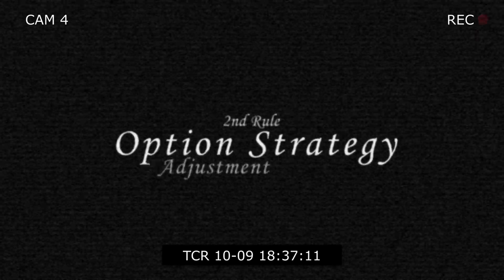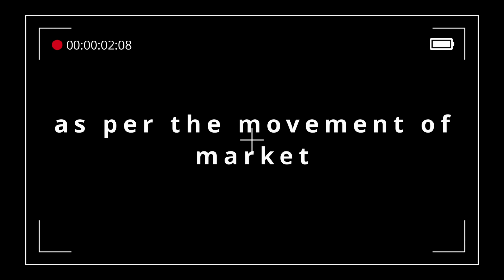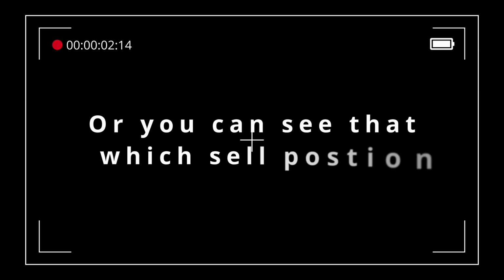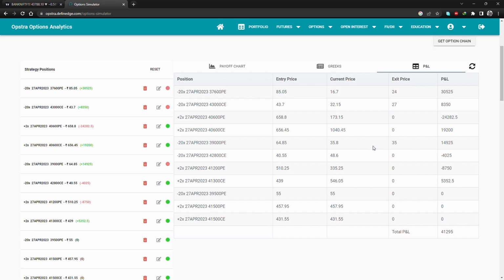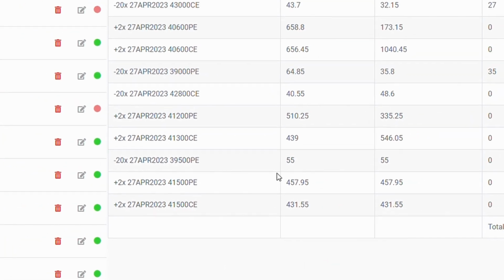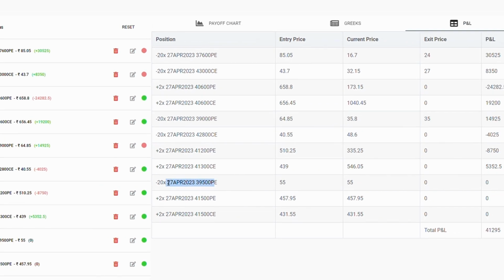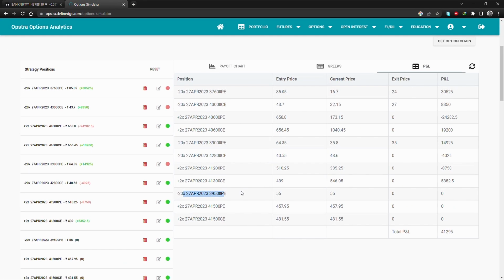Now it's time for our second rule. Our second rule is to square up the oldest position as per the movement of the market, Banknifty in this case, or you can just see which sell position you are squaring off. According to that, we can square off our buy position also. In this case, as we can see, I squared off the put position and added the put position on the sell side. So that means the market is going up.